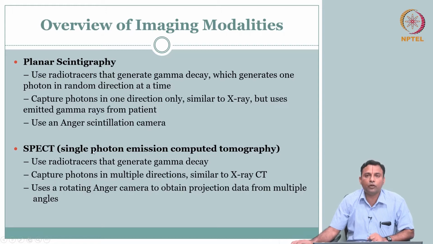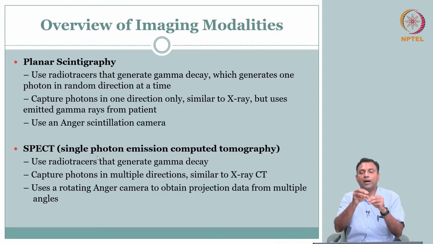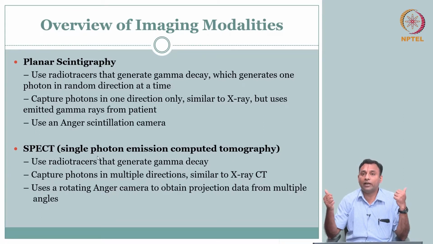So it is single photon, just to make it slightly different from the third one, the other mode of decay that we were interested in, positron. What happens in positron? When the positron is generated, it quickly annihilates with an electron and gives out two 511 kilo electron volt photons.